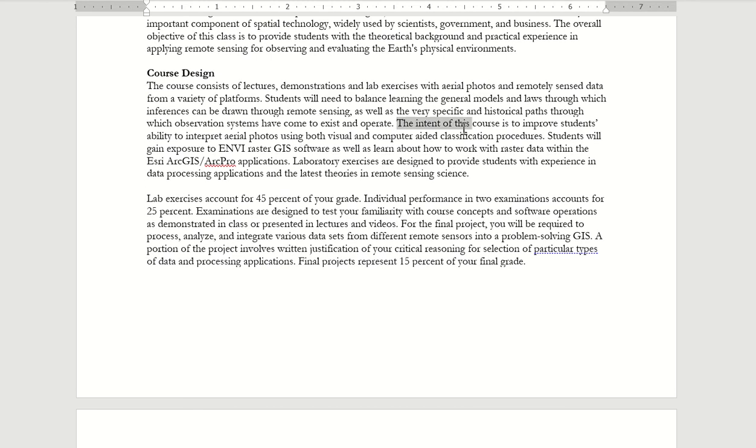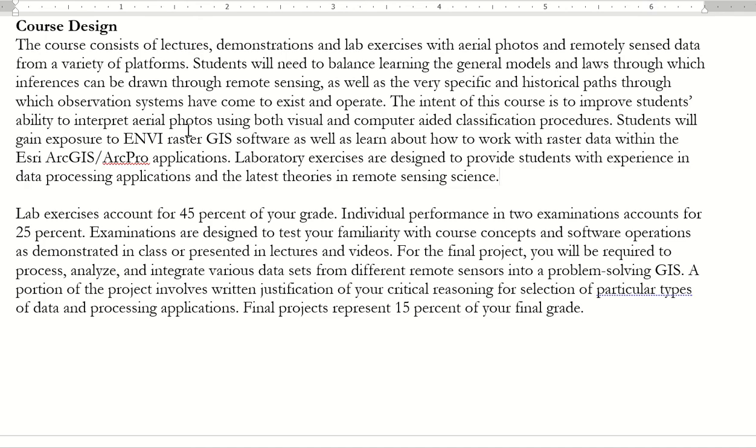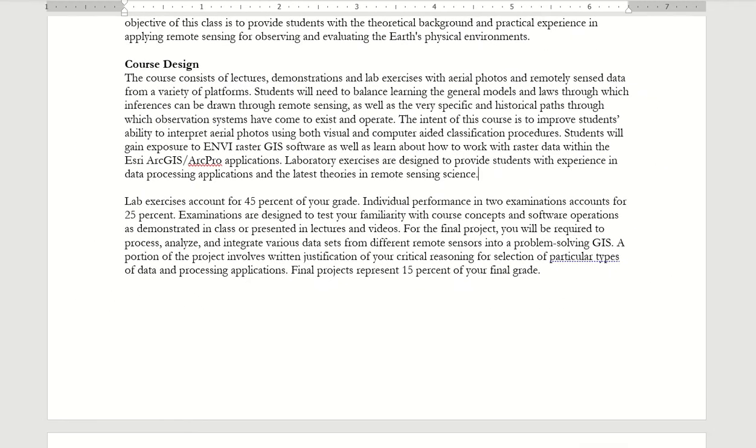And then specifically in terms of skills, the intent of the course is to improve your ability to interpret aerial photos, both in a visual sense, kind of looking at it, but also learning about computer abilities to enhance those photos. Ooh, must have heard me. Zoomed in, enhance. There we go.